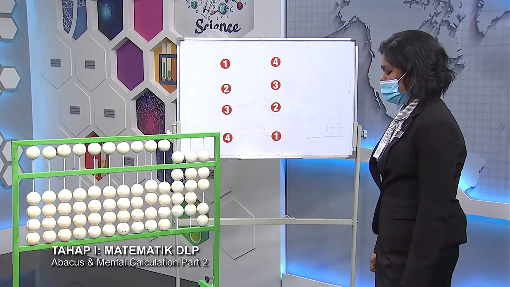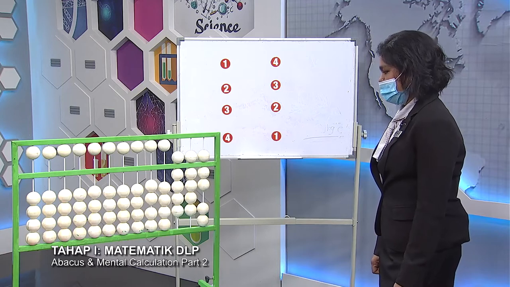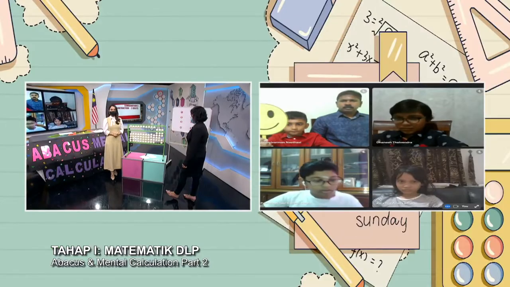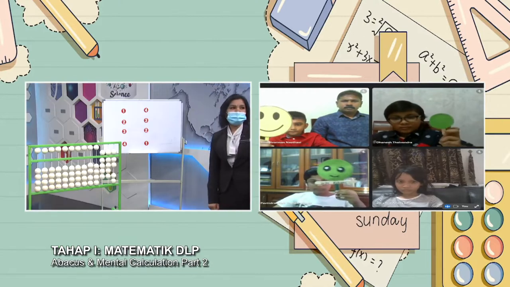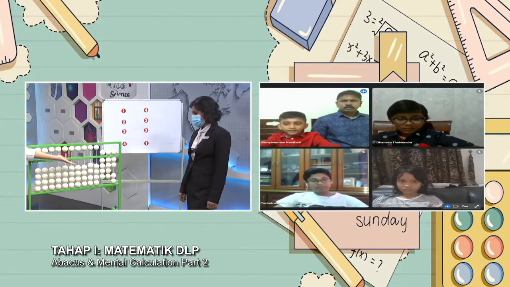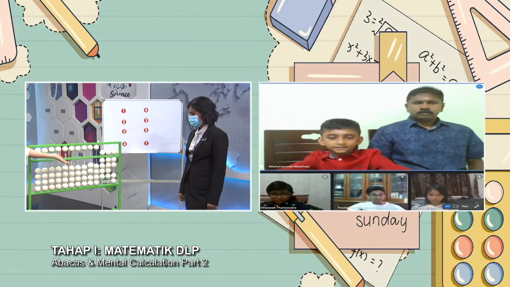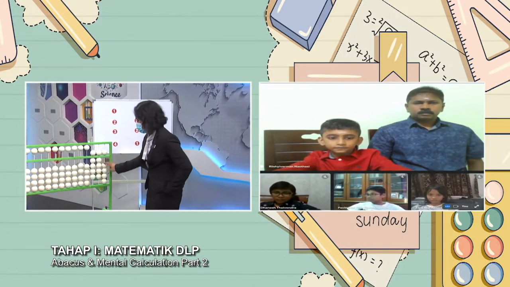What's the answer? Who would like to try? Read this three-digit number. I think that's Rishi. What's the answer, Rishi? 996. Can you repeat that again? 996. Okay, I'll do it again.